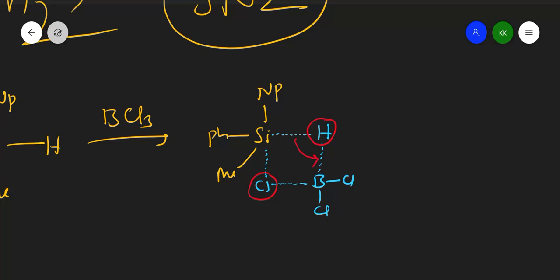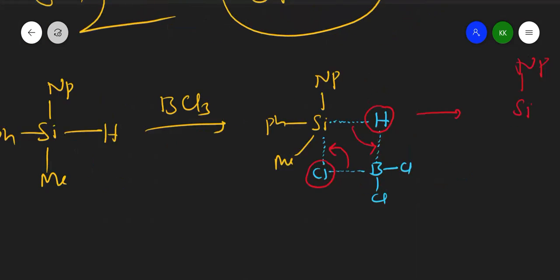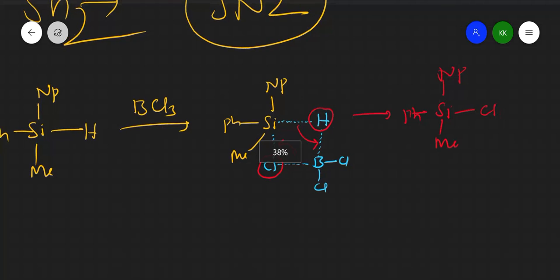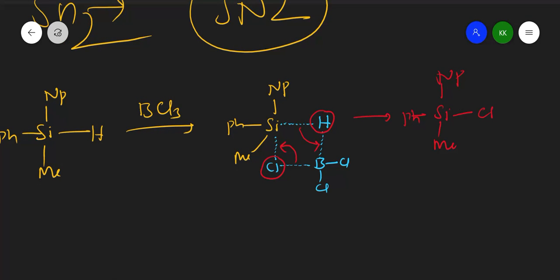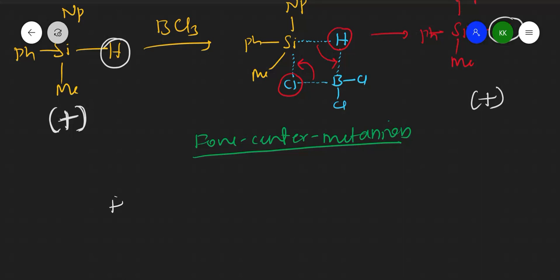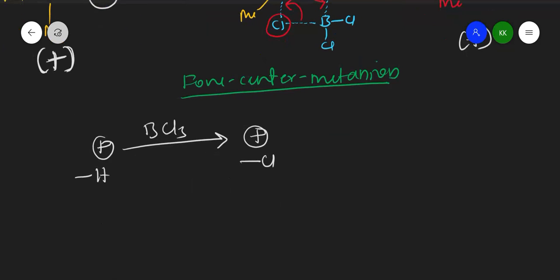The hydrogen was taken by boron, and the chlorine was taken by silicon, and we got this product, silicon with naphthyl; phenyl remains as it is, methyl remains as it is. Instead of hydrogen, here we got chlorine. Because of this transition state, they named it a four center mechanism. There was retention in configuration. Initially it was plus, and after the transition state, this hydrogen was replaced by chlorine, but the configuration was still plus. After reaction with BCl3, only hydrogen was replaced by chlorine, but plus to plus. So it is retention.